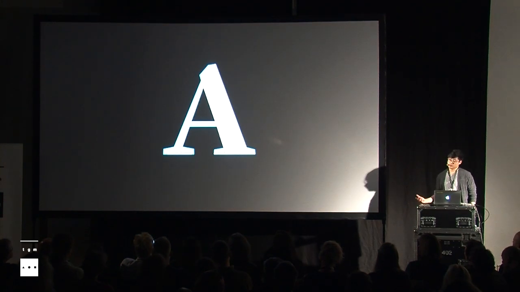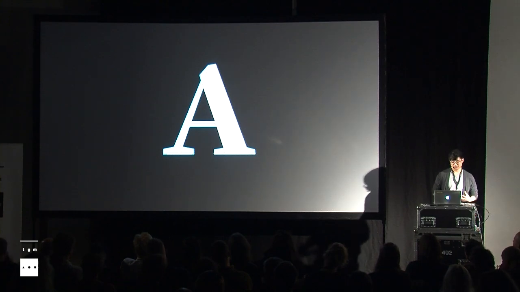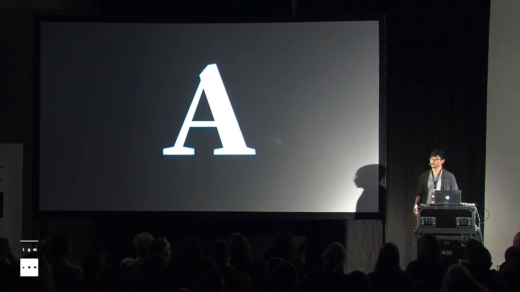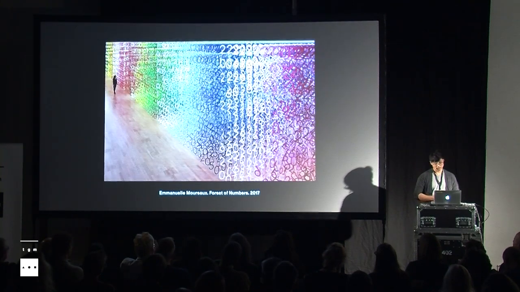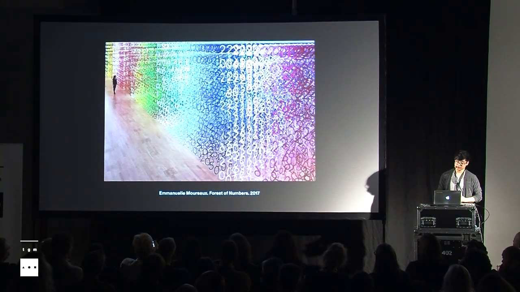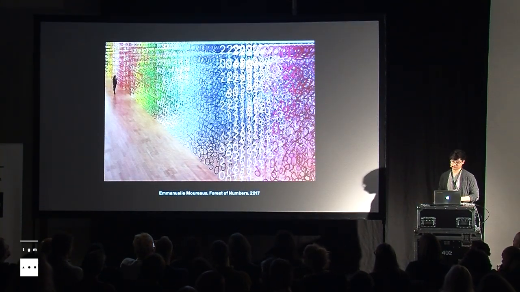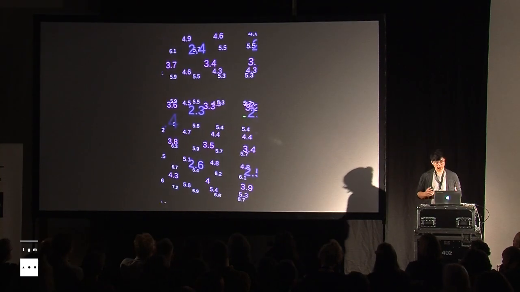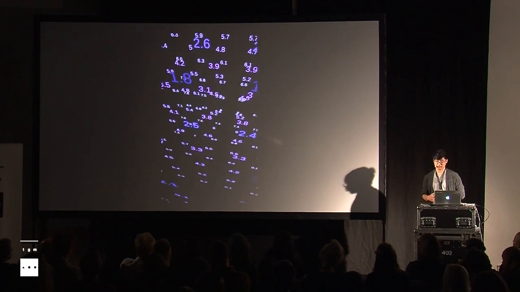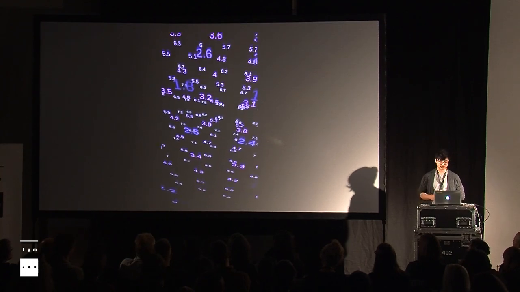What I think is so interesting about this is that we can make subtle optical adjustments based off of distance. And a font's representation can be tied to a user's place in space. And placing letters and numbers in 3D space isn't something new. This is Emmanuel Moreau's Forest of Numbers, and it used randomly positioned layers of numbers to express the year 2017. So I started collaborating with David Jonathan Ross and playing around with ideas inspired by Forest of Numbers.